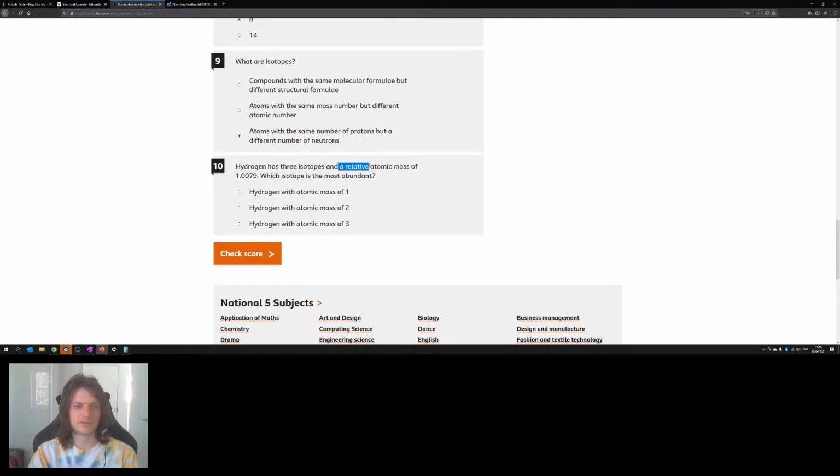Hydrogen has 3 isotopes and a relative atomic mass of 1.0079. Which isotope is the most abundant? Oh yeah. Wow. I don't know. So I've got some revision to do. Hydrogen has 3 isotopes and a relative atomic mass of 1.0079. Which isotope is the most abundant? Hydrogen with atomic mass of 1, 2 or 3.